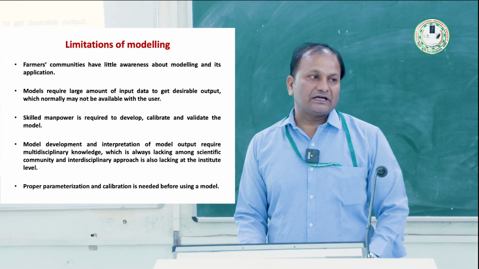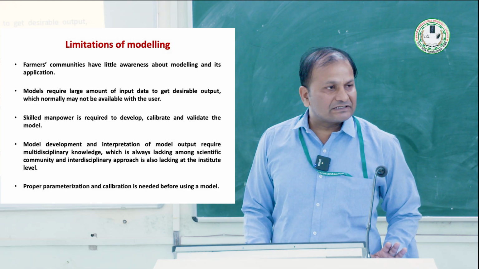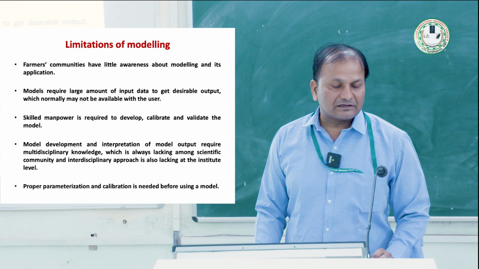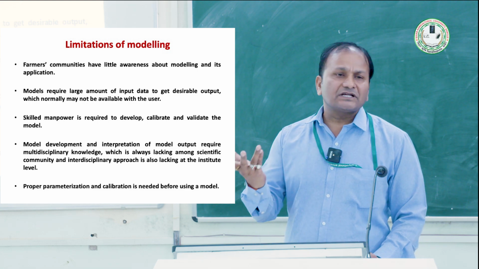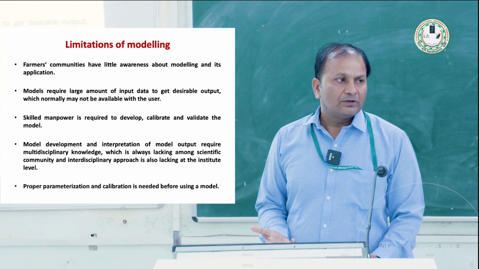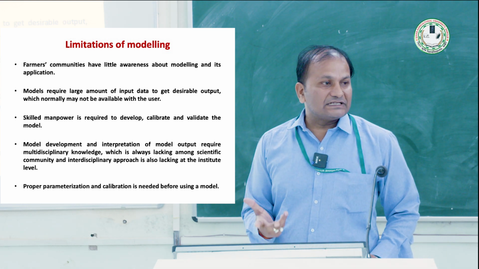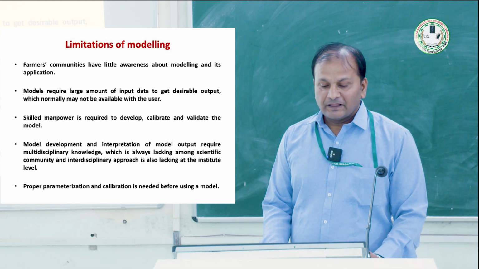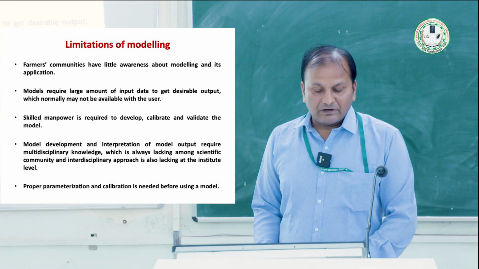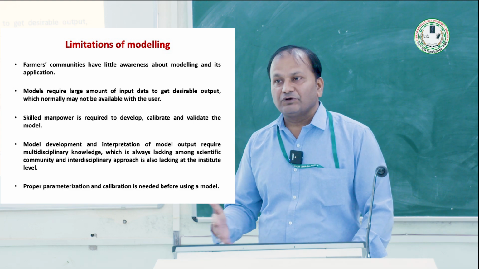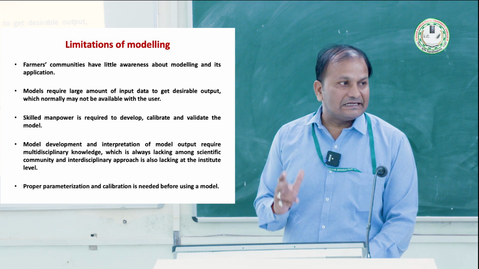Some limitations are also there in the model. Limitations means demerits. Some demerits are always in the system. So in modeling also there are some limitations. First is farming communities have little awareness, means farmers do not know. How can they know, because they may be illiterate, or if they are literate, for a model some more knowledge is required. So farmers are not aware. Models require a large amount of input data, which may be available, may not be available. Then skilled manpower is required, because everyone cannot deal with that model. Some knowledge is required, some skill is required.